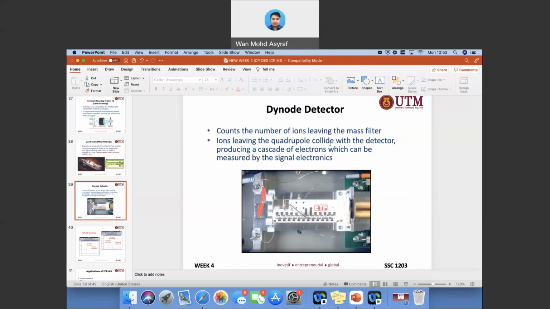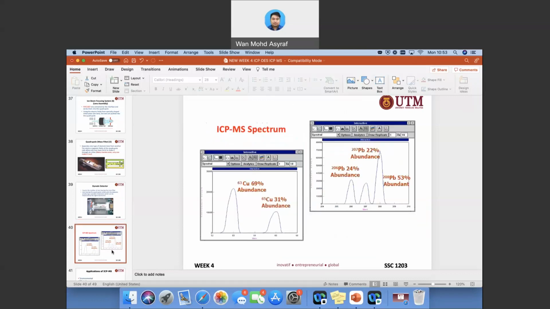Ions leaving the quadrupole will collide with the detector, producing a cascade of electrons, which can be measured by the signal electronics. For example, if you have 10 lithium ions, it will be counted as 10 signals. If you have 4 Na only, it's counted as 4 Na. Even though it is separated by mass, the quantity of each of the ions will also be quantified by the dynode detector.